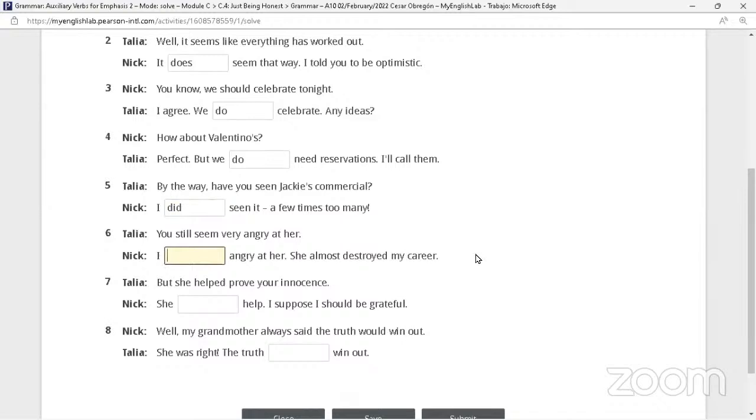You still seem very angry at her. I do angry at her. I does. That's I do, or angry at her. She almost destroyed my career. You still seem very angry at her. I does angry at her. Well, does is third person. I do. Angry at her? What about the verb be? I was.